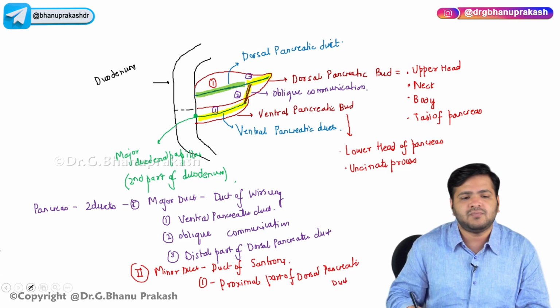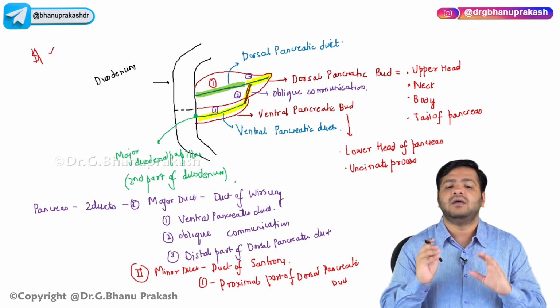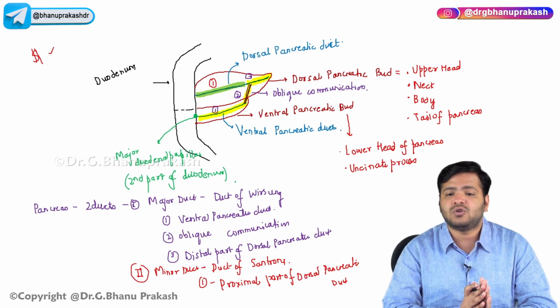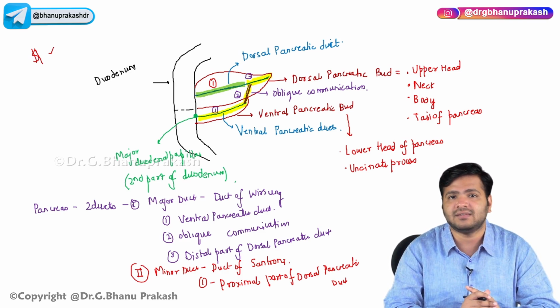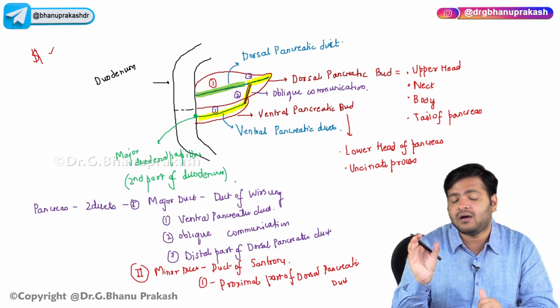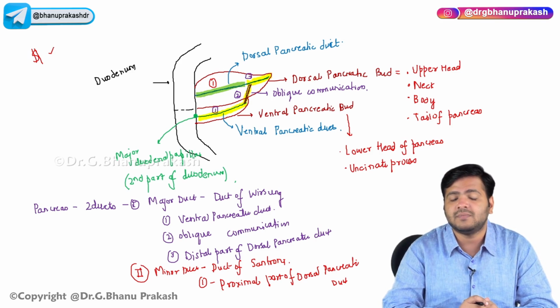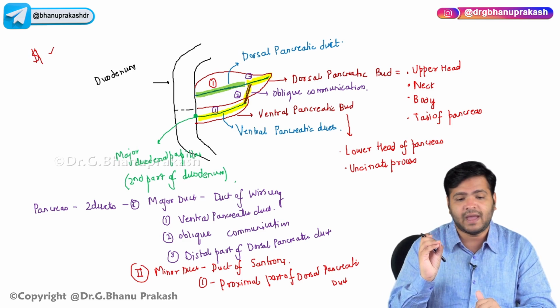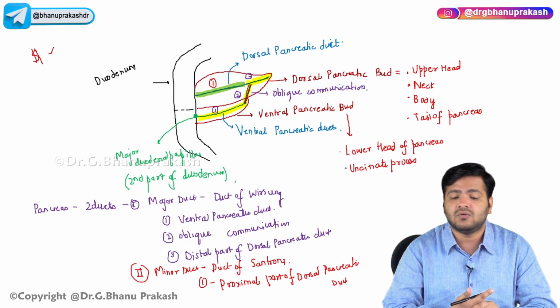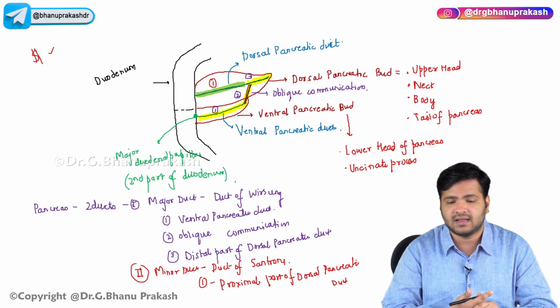So this slide is very important. You can put a star on this slide. I have given everything in one picture. The dorsal pancreatic bud gives rise to the upper head, neck, body and tail of the pancreas. The ventral pancreatic bud gives rise to the lower part of the head and the uncinate process. The major duct is called the duct of Wirsung, and it arises from three structures: the distal part of the dorsal pancreatic duct, the oblique communication and the ventral pancreatic duct. The minor duct, the duct of Santorini, is the proximal part of the dorsal pancreatic duct.